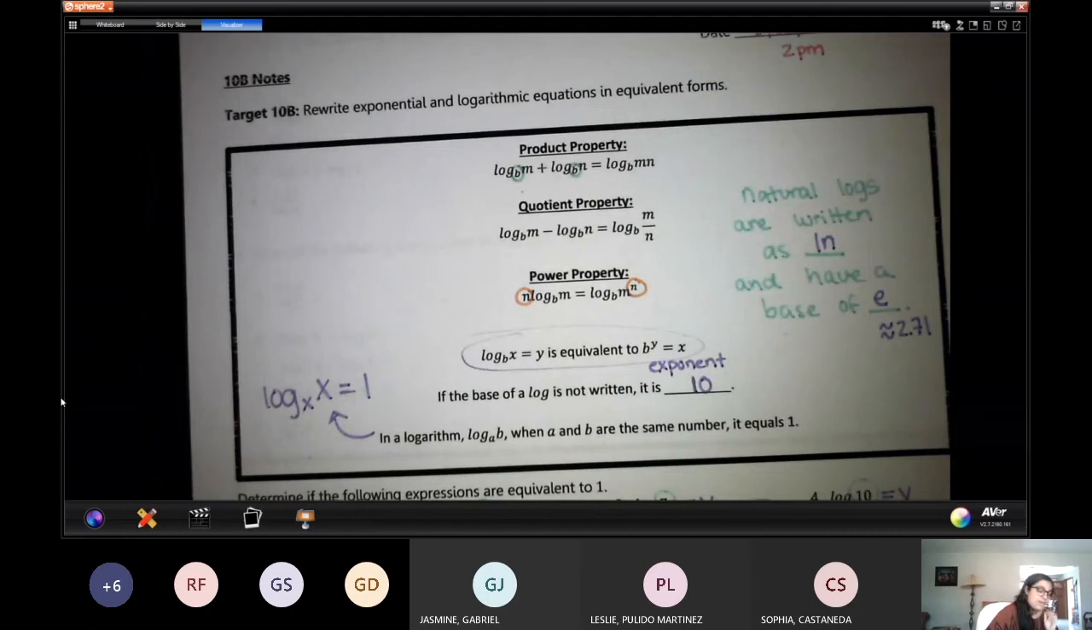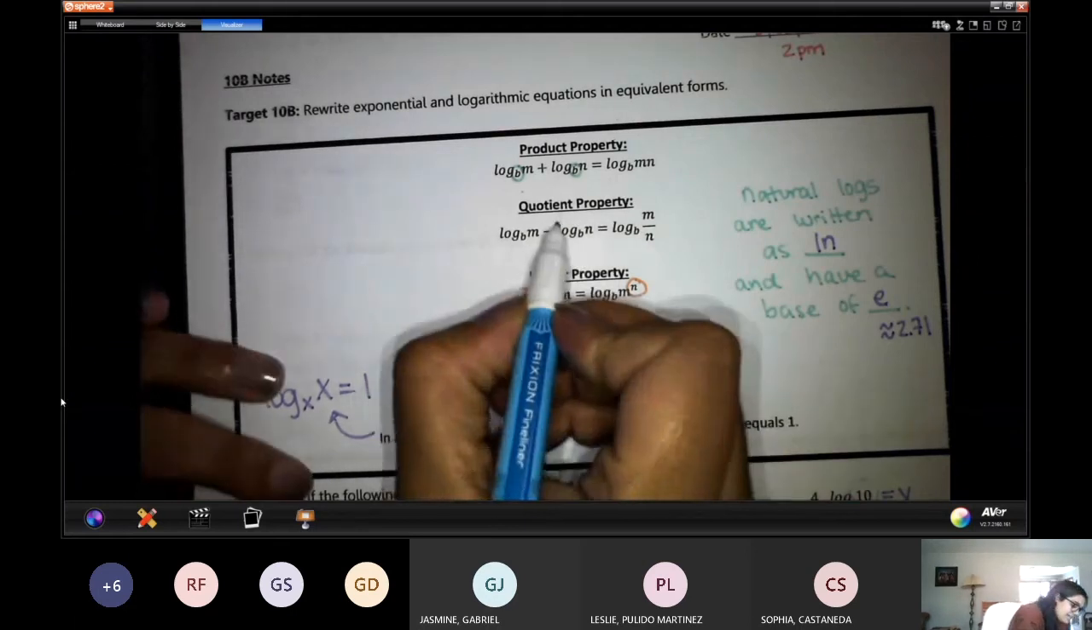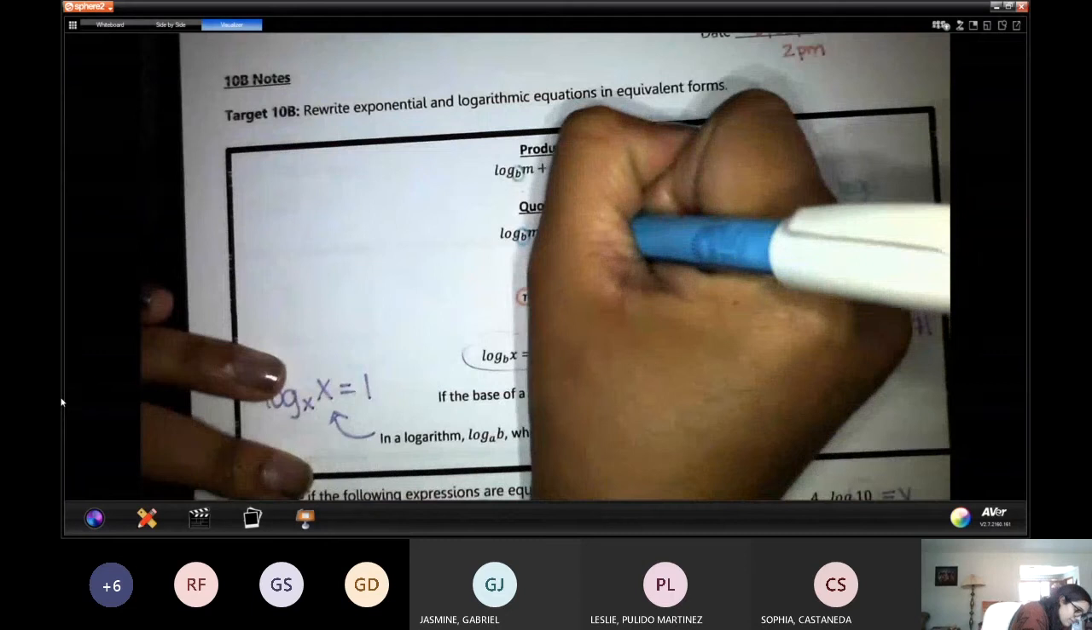And then you have the, I need blue, there we go. The quotient property, and that's just the opposite, it's subtraction. So again, we have the same bases here.